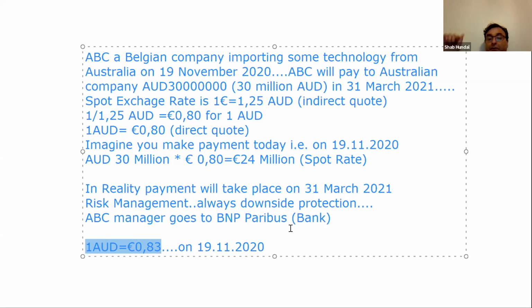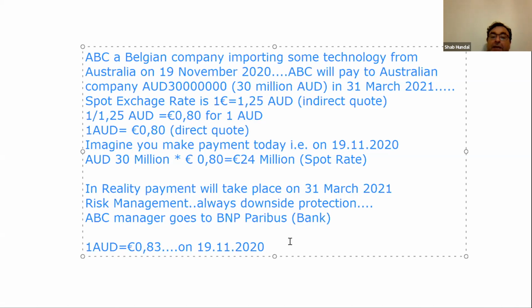So right now, the bank is giving you a fixed offer that doesn't depend on what happens in reality on 31st March 2021. The bank has its own calculations, its own forecasting techniques, and its own people looking at the expected rates of exchange in the future. And they are offering you a rate: this is the rate I can offer you.